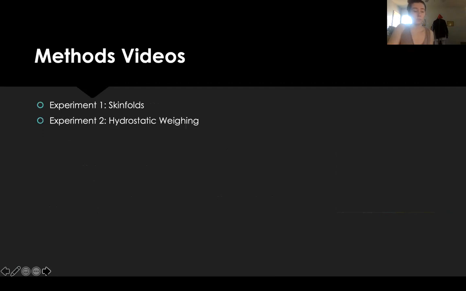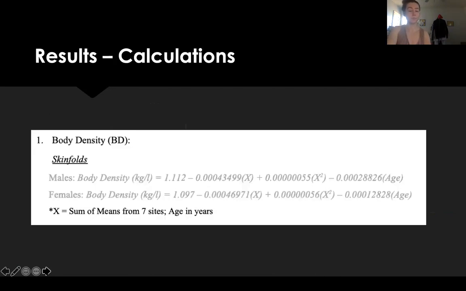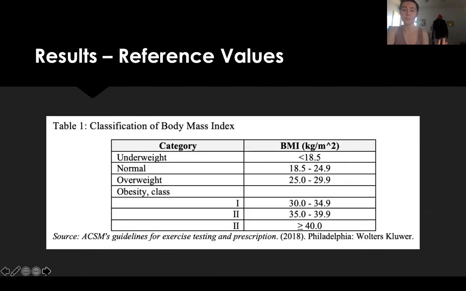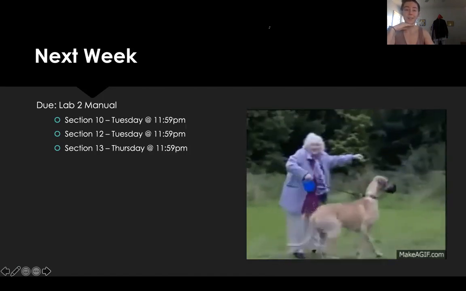Watch your videos. This is the subject's information, so you'll need this to answer discussion questions and to do calculations, things like that. These are the calculations. They're in your lab manual, so you don't really need me to go over them. If you have any questions about them, please ask me. These are the reference values. And then, yeah, we're done.